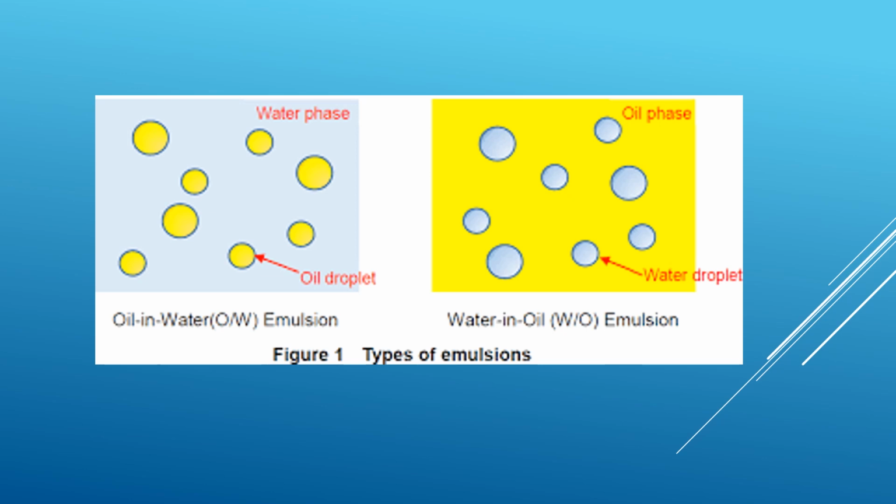In the next picture, we can see the water droplets. Colorless water droplets are dispersed as minute globules in the yellow colored oil phase. So it is called water in oil type emulsion. These are the two basic types of emulsions. Next we have to see how we are going to identify the emulsion, whether it is oil in water or water in oil.